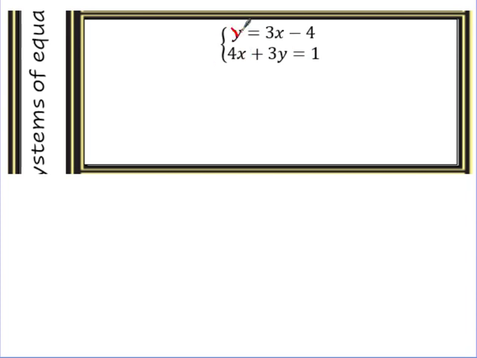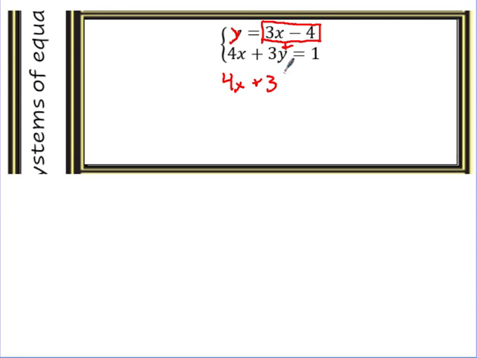But because this y right here is by itself, what that means is I know what y is. I know that y is 3x minus 4, which means I can take the 3x minus 4 and plug it in for y in my second equation. The process of solving the equation is going to look a little bit different. So when I make this substitution, the 4x is unchanged, this plus sign is unchanged, and this 3 is unchanged. But what changes is the y here.